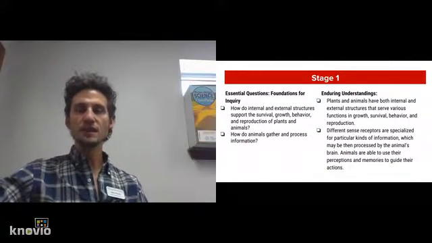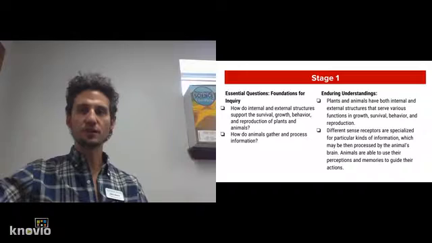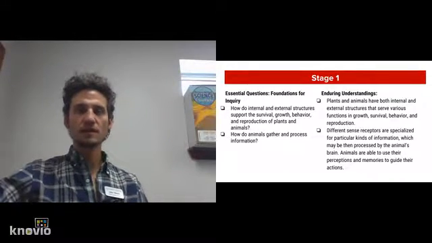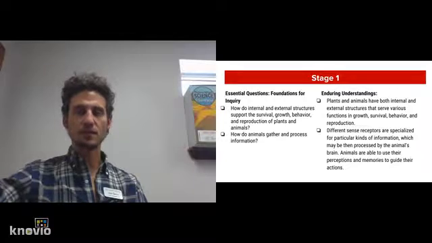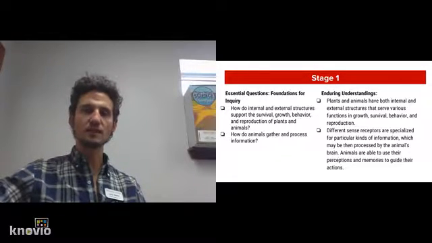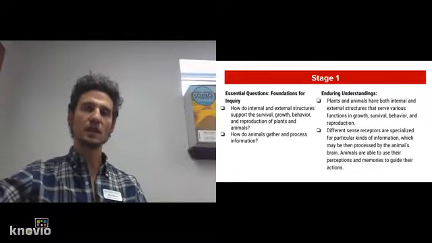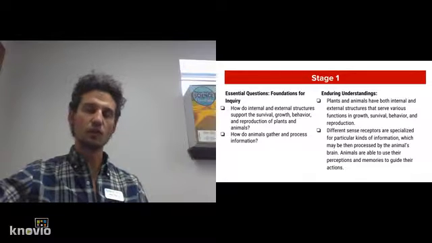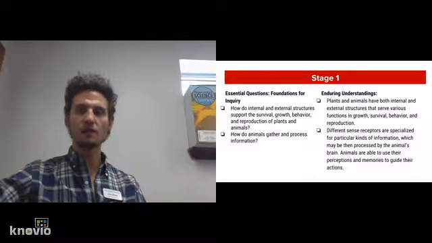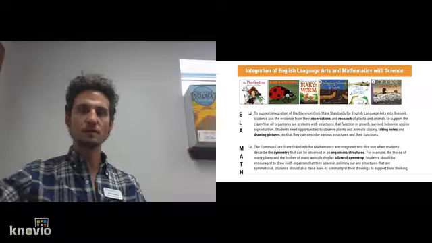So the big stage one essential questions: how do internal and external structures support survival, growth, behavior, and reproduction? And then how do animals gather and process information? And so on the enduring understanding side, those are the things that we want students to be able to walk away with, the big ideas we want them to have when the unit is finished up.